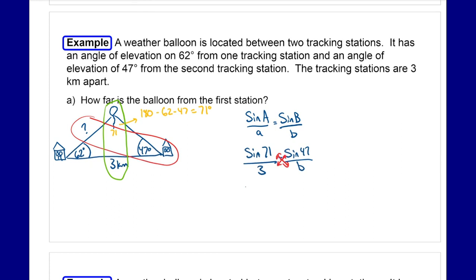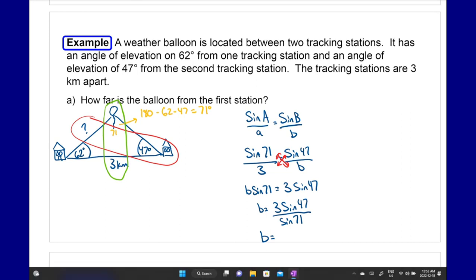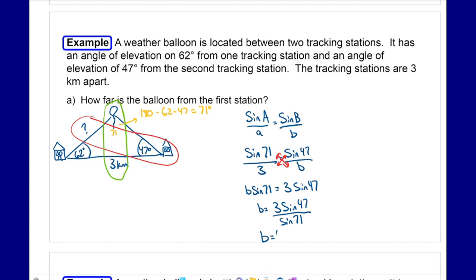We're going to cross multiply. So b times sine 71 equals 3 times sine 47. To get b by itself, I move the sine 71 over, and it becomes division. This is now just one calculation. If you're using a phone calculator, you may have to do it in multiple steps. I definitely recommend a scientific calculator when you're dealing with trig, because it is a little bit easier to work with. But when you go through and solve, you should get 2.32 kilometers as that missing side length.